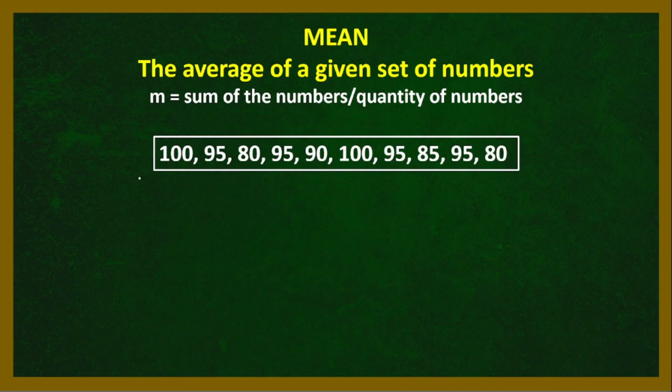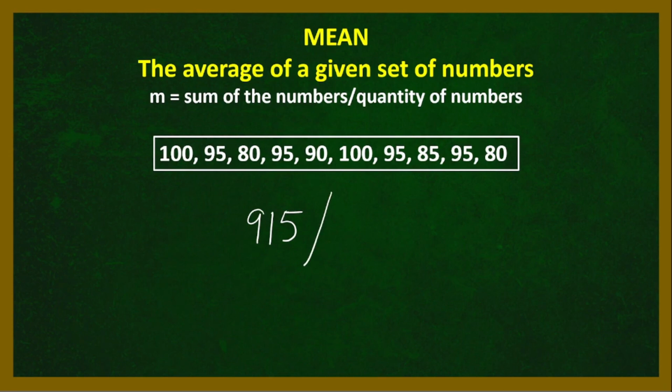So here we have our 10 numbers: 100, 95, 80, 95, 90, 100, 95, 85, 95, and 80. That's a total of 10 numbers. So what we're going to do is add all 10. And I've already done that, but when you add all 10, you get a total of 915. Okay, so we're going to take 915 and divide that by the quantity of numbers.